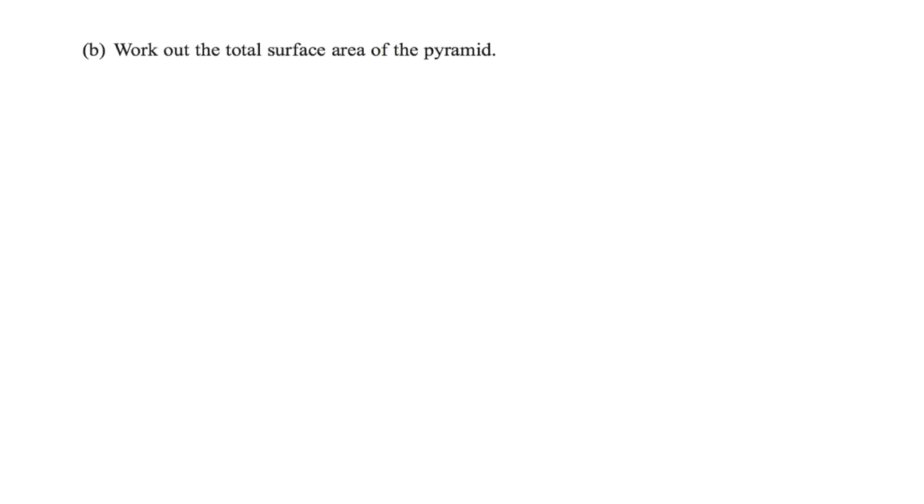Question 5b. Work out the total surface area of the pyramid. So the first thing that we need to do is to work out the surface area of one triangle. So this is the first triangle that we need to work out. The base of this triangle is 6 centimeters according to the measurements given to us in the question, and the height is 5 centimeters. So this is 5 centimeters.